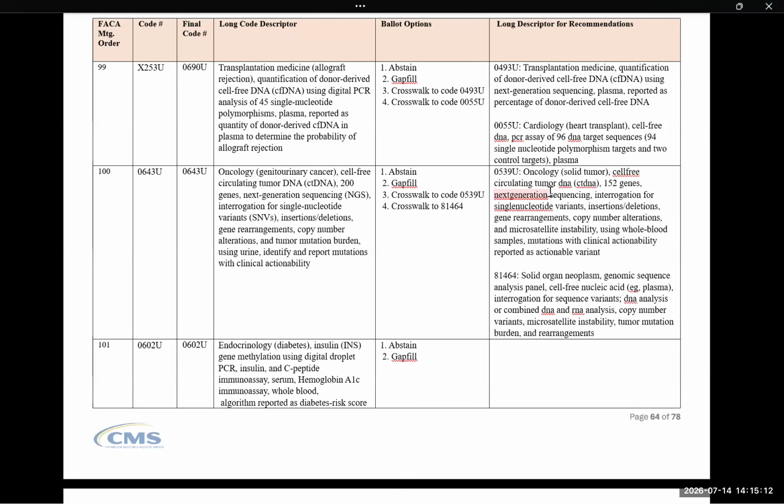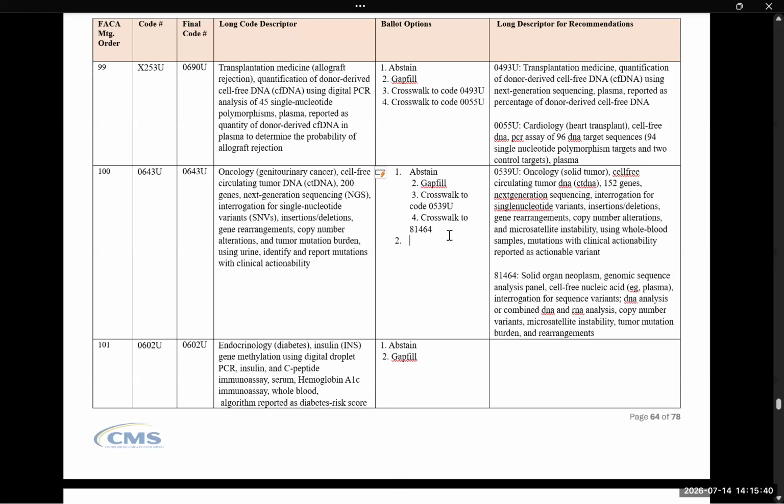All right, so to clarify for all the panel members, we have our always there, number 1, abstain, number 2, gap fill, 3 is crosswalk to 0539U, 4 is a crosswalk to 81464, and 5 is a crosswalk to 0539U with a 1.3x modifier. All right. Thank you very much, everyone. So panel members, please cast your votes.